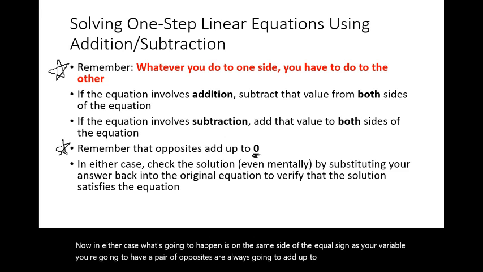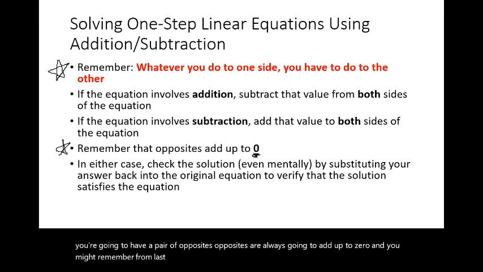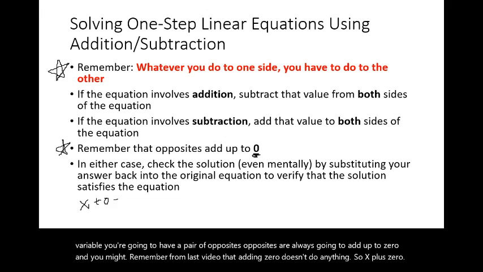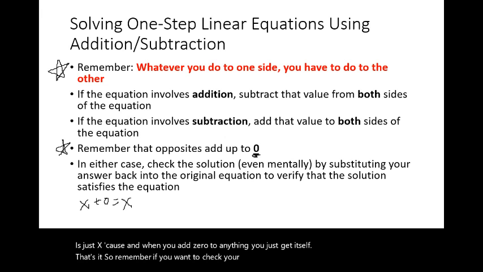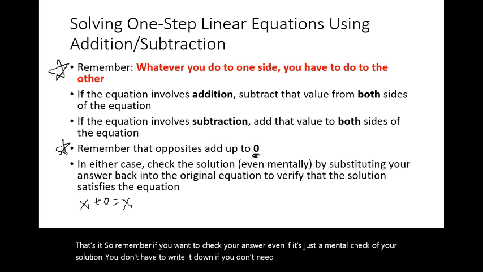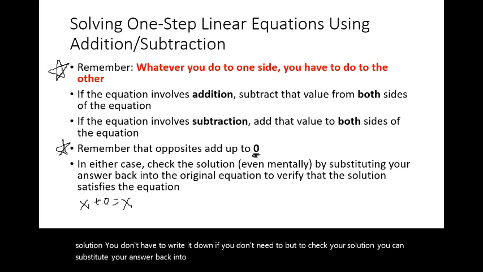And you might remember from last video that adding 0 doesn't do anything. So x plus 0 is just x, and when you add 0 to anything, you just get itself. So that's it. If you want to check your answer, even if it's just a mental check, you don't have to write it down if you don't need to. To check your solution, you can substitute your answer back into the original equation, see if you get a true statement on each side of the equal sign, and see that your solution satisfies the equation.